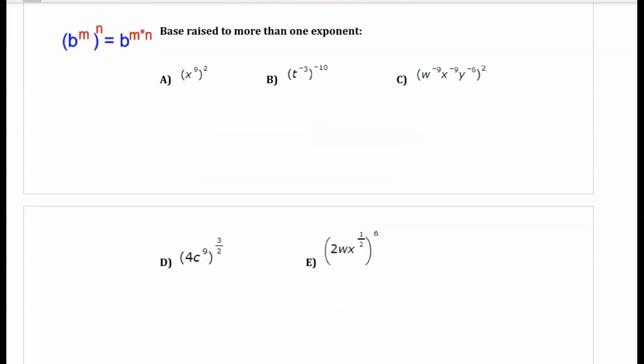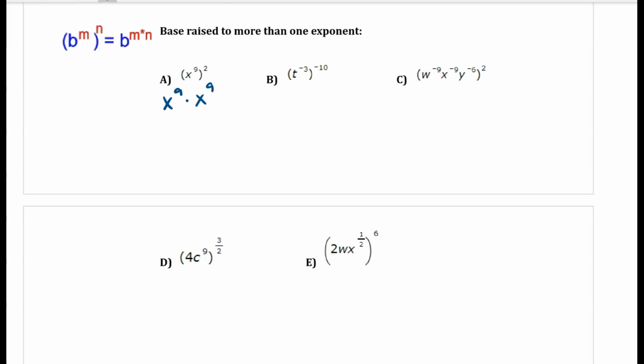And the last shortcut we're going to look at is when we have a single base, but it's raised to 2 powers. So the way we did that in our last lesson, if we saw something like x to the 9th power raised to the 2nd power, we said, well, that's 2 factors of x to the 9th. So x to the 9th multiplied by x to the 9th.